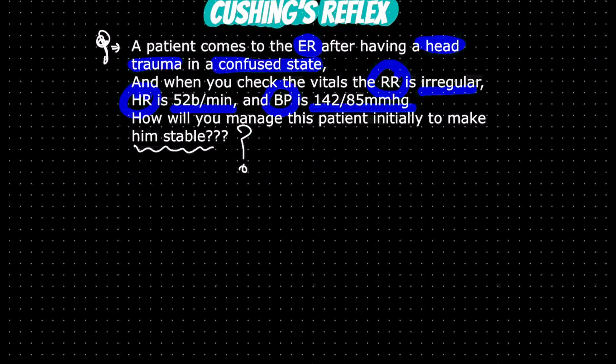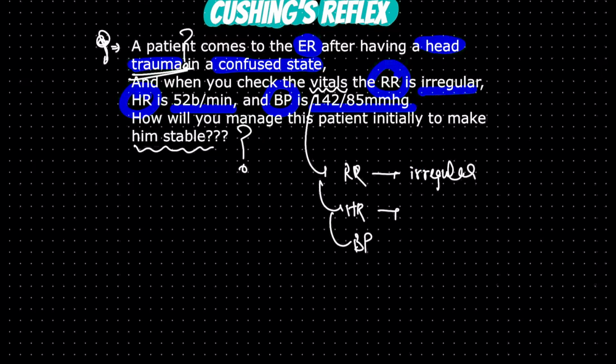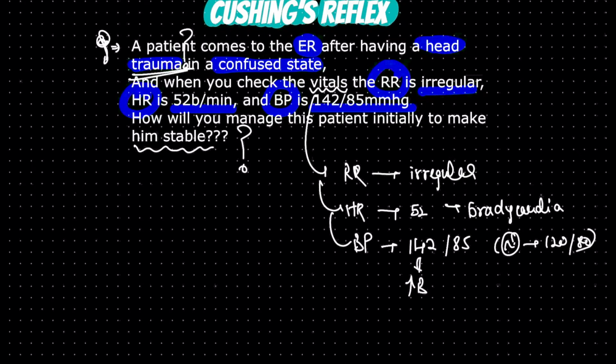This is the question. To make him stable, you need to know what the underlying cause is. Now the etiology is trauma. The patient has come to you after trauma. Now what has happened after trauma? When you see the vitals carefully, there is respiratory rate, heart rate and BP. Respiratory rate is irregular, that is, you can't make out what the rate is. Heart rate is 52 beats per minute, that is bradycardia; less than 60 is bradycardia, more than 100 is tachycardia. And BP, you can see it is 140/85, and what is normal is 120/80. So it is clearly increased blood pressure, most specifically increased systolic blood pressure. So this is what you can make out from the history, and there is trauma and the patient is confused.